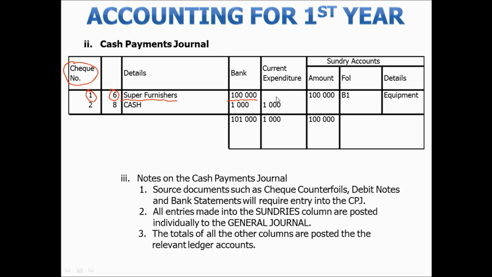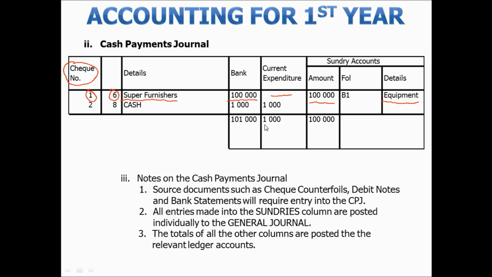Then you should notice that the current expenditure column is empty. This is because this is a transaction not related to the day-to-day business activities of the enterprise. This was a purchase of an asset, and as a result is then recorded under the sundry account section, where we will enter the details of the transaction and the amount.